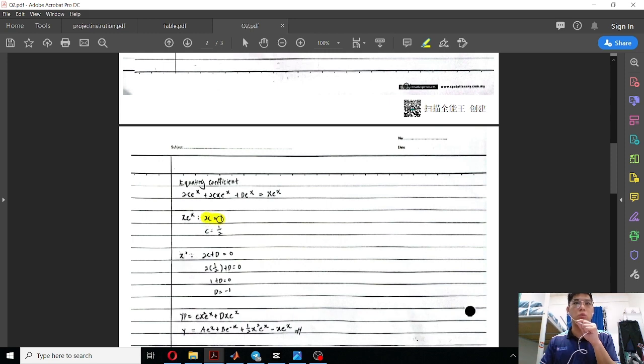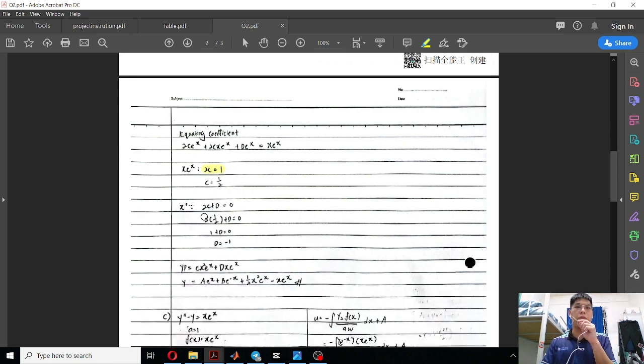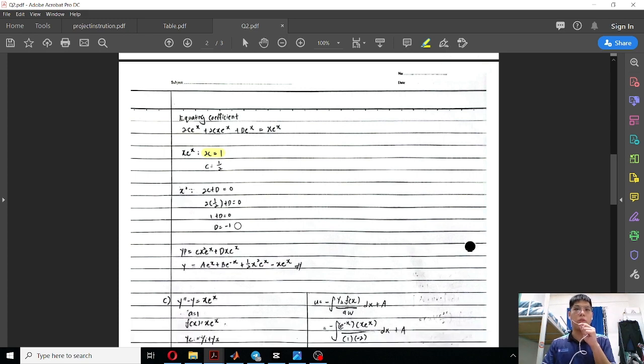We do the equating of coefficients for x exponential power of x, and we get 2c equal to 1. So we move the 2 to the other side, and c equals 1 over 2. And we need to find the value of d. We get 2c plus d equal to 0. So we substitute the value of c, which is 1 over 2. So 2 times 1 over 2 is 1, plus d equal to 0. So the value of d is negative 1.